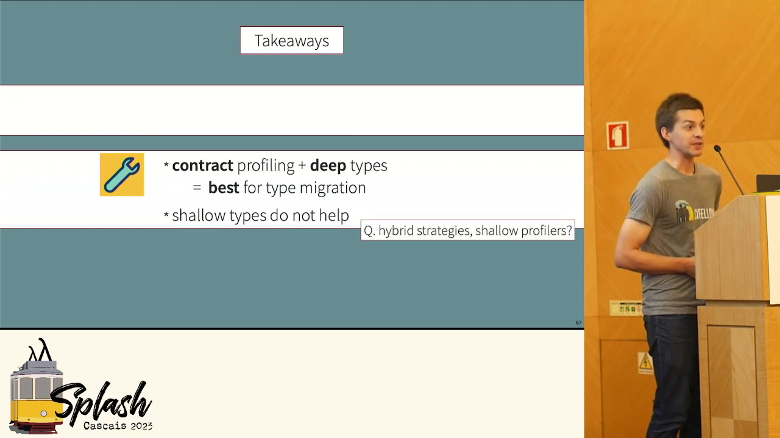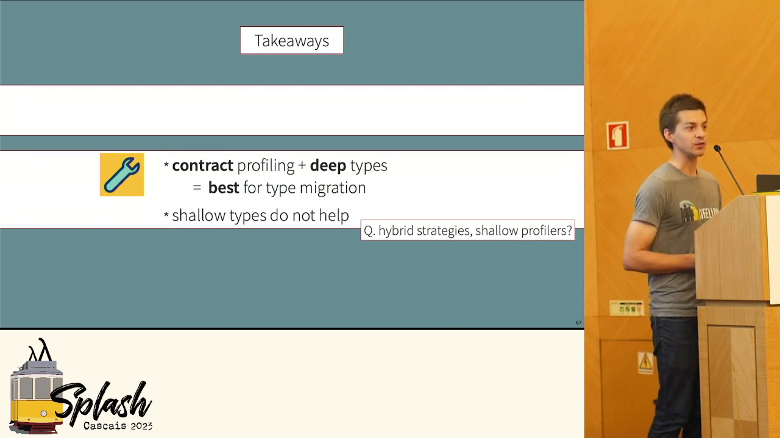I was very surprised by the shallow types thing. I thought for sure, shallow, you can use that to avoid an order of magnitude slowdown and then take a few more steps to get to a fast point. It seems like that's not a recommendation that I can make at this time.